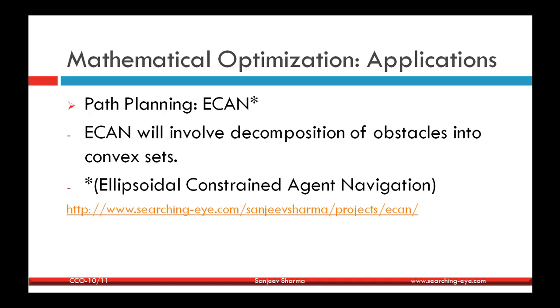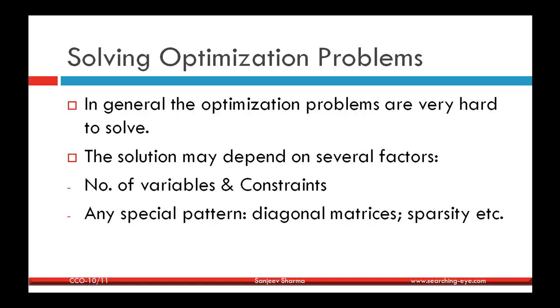And here again, the path planning algorithm ECN will involve the decomposition of obstacles into convex sets, and here's a link. You can visit the page for the ECN algorithm. So this was all about the applications of mathematical optimization. In fact, the applications are not limited to the ones discussed in this presentation. I have just mentioned some of them. In fact, this course will specifically focus on path planning, so most of the applications will be in path planning. But mathematical optimization is not restricted to these applications.